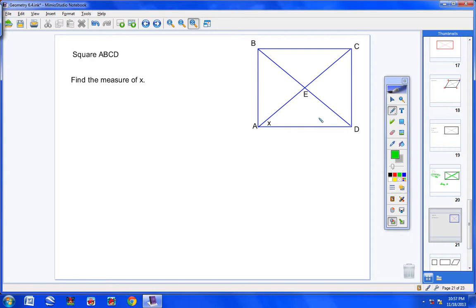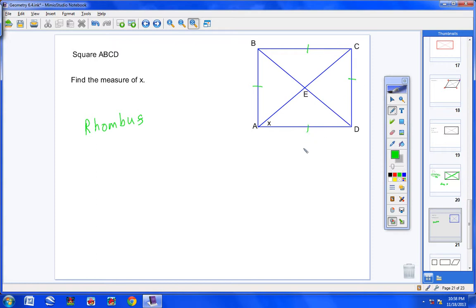Now I have a square here, square ABCD, and I want you to find the measure of angle X. Now, think about this for a second, please. If I have a square, that means all four sides are congruent, right? And if all four sides are congruent, then not only do I have a square, we can also call this a rhombus. Maybe you never thought of that, but every square is also a rhombus, because remember, if all four sides of a quadrilateral are congruent, then it's a rhombus. So yes, this is a square, but it's also a rhombus because all four sides are congruent.